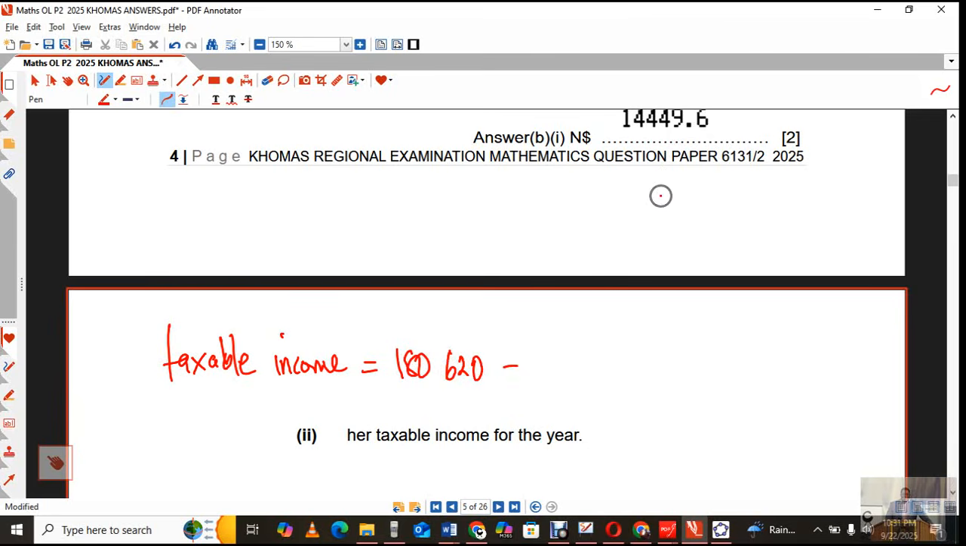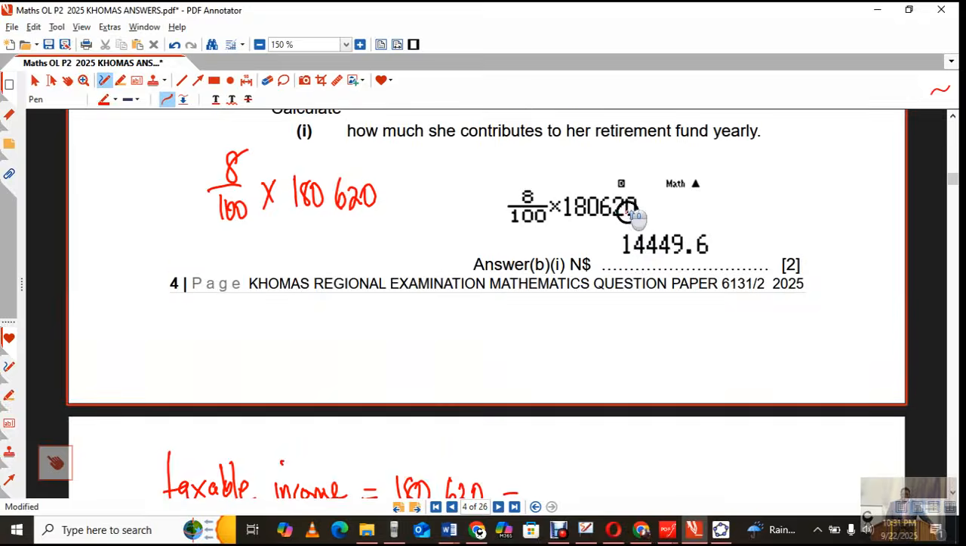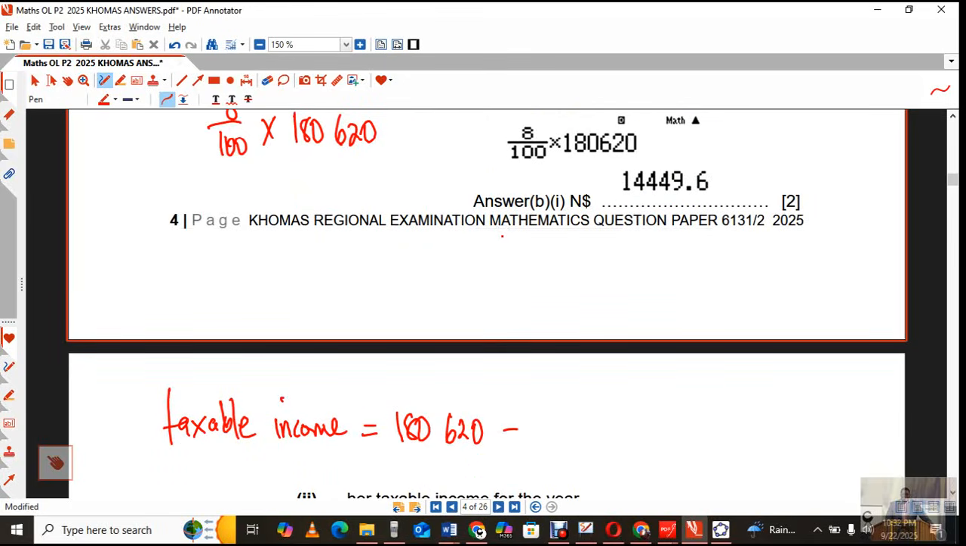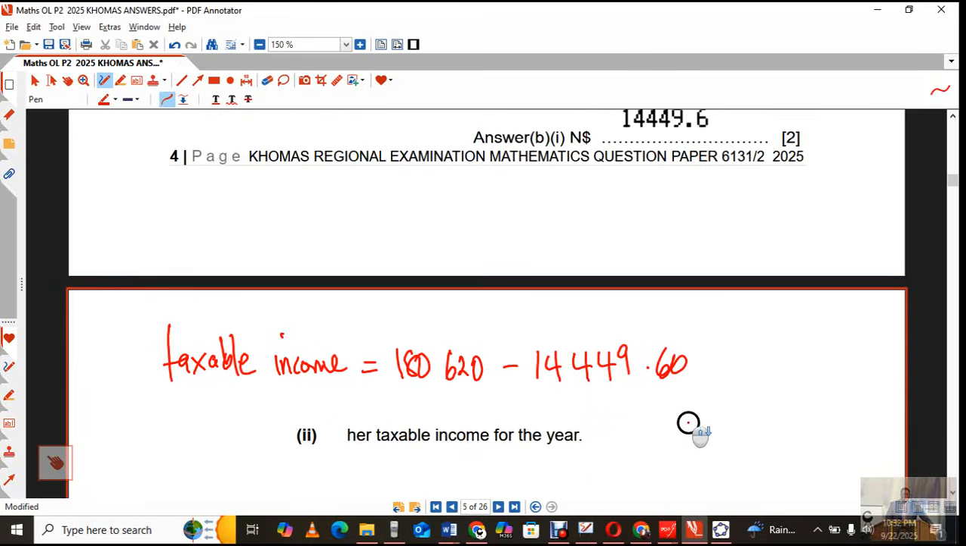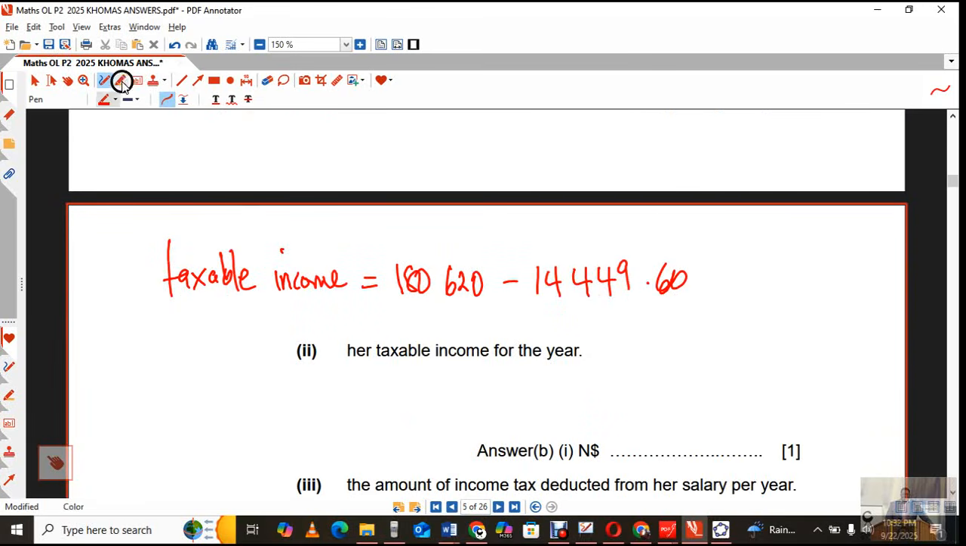But we are supposed to subtract this contribution towards her pension fund, or retirement fund rather, because this should not be taxed. So we're going to subtract that 14,000, and this is a yearly contribution, by the way. So we're going to subtract $14,449.60. That difference is what is referred to as the taxable income. Please don't confuse taxable income with something else, okay?